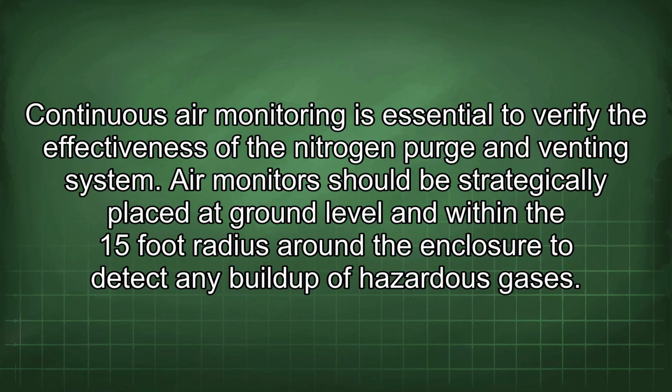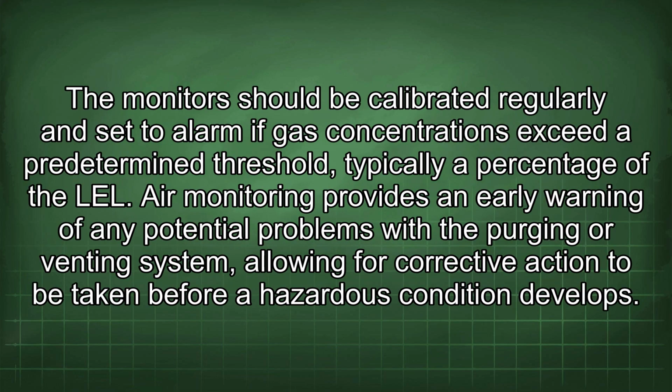Air monitors should be strategically placed at ground level and within the 15-foot radius around the enclosure to detect any buildup of hazardous gases. The monitors should be calibrated regularly and set to alarm if gas concentrations exceed a predetermined threshold, typically a percentage of the LEL. Air monitoring provides an early warning of any potential problems with the purging or venting system, allowing for corrective action to be taken before a hazardous condition develops.